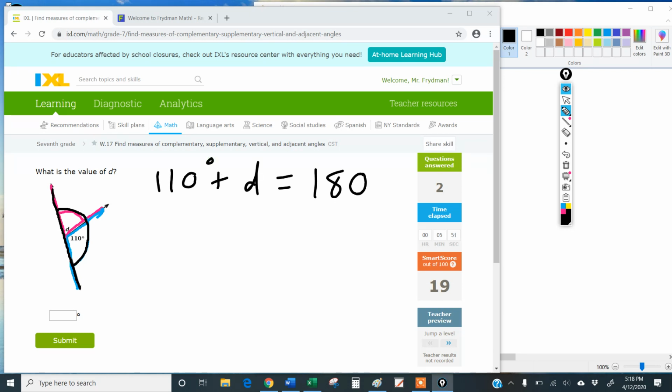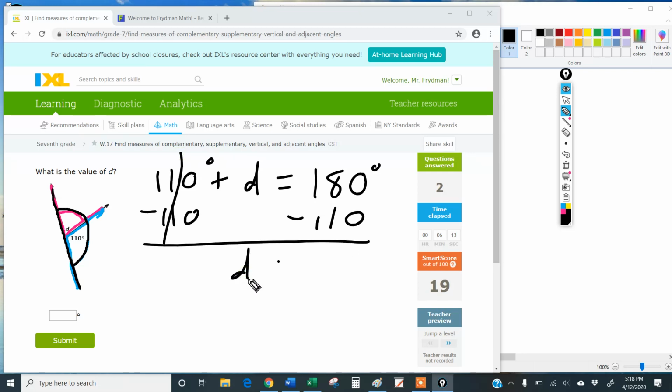Okay, 110 degrees, 180 degrees. So angle D must be 70 degrees, right? Because 110 plus 70 equals 180. Or in other words, if we subtract 110 from both sides, we get that D is equal to 70 degrees. Okay, it's all degrees there. All right, so that's the answer for that one.